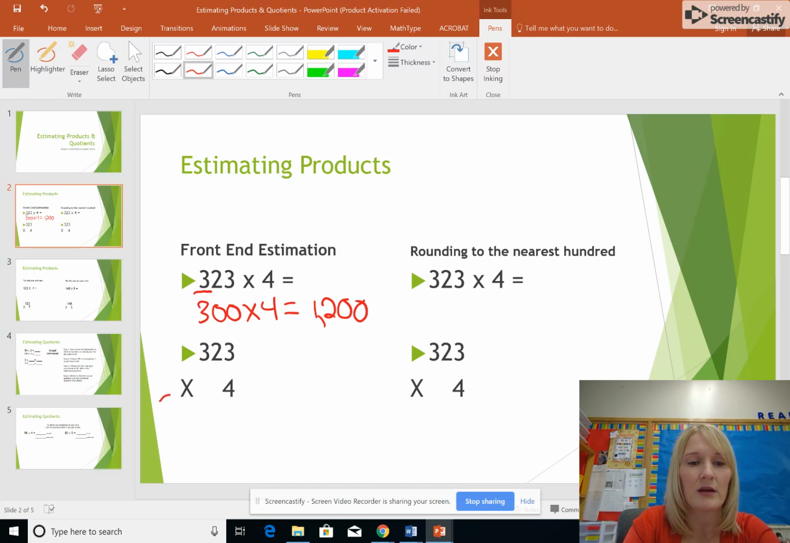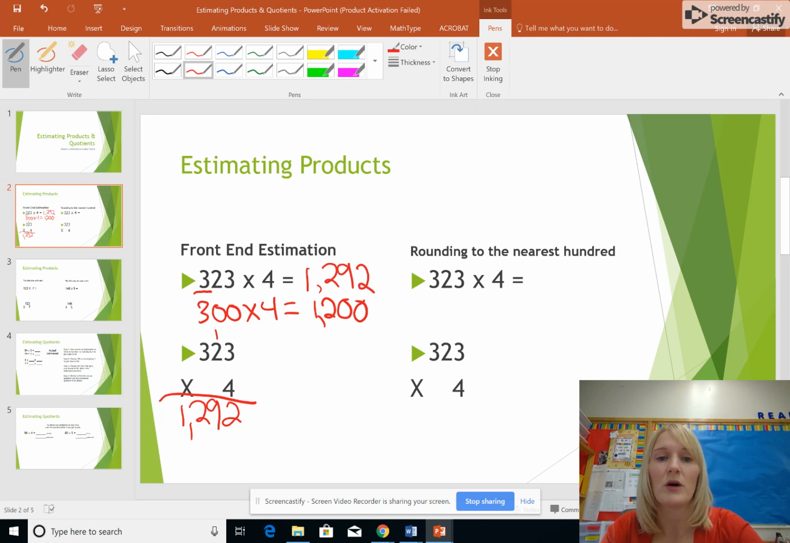Now in order to check for reasonableness, I'm going to actually multiply. When we multiply, remember the 4 needs to be multiplied by each place value in the 3-digit number. So I'm going to start with the ones. 4 times 3 is 12. I'm going to carry my 1. 4 times 2 is 8, plus 1 more is 9. And 4 times 3 is 12. So my actual answer is 1,292. My estimated product was 1,200. Reasonable, checks out.